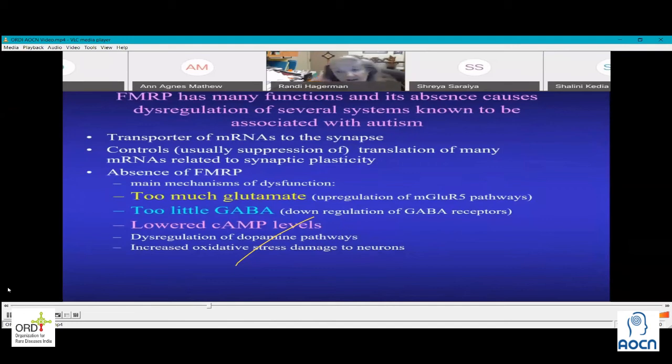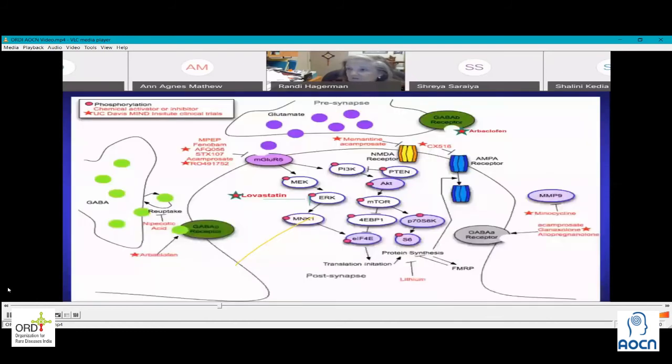Now, the other targeted treatments I'm going to talk about usually relate to either having too much glutamate when there's an absence of FMRP, or too little GABA, that is downregulation of the GABA receptors. But there's also evidence that cyclic AMP is lower in those with Fragile X syndrome compared to controls. And so there's targeted treatments for all of these problems. There's also dysregulation in the dopamine pathway that improves when they go on stimulants. And there's also evidence of oxidative stress to the neurons, which is why we use antioxidants. But again, we need to have more controlled trials of different antioxidants in Fragile X syndrome.